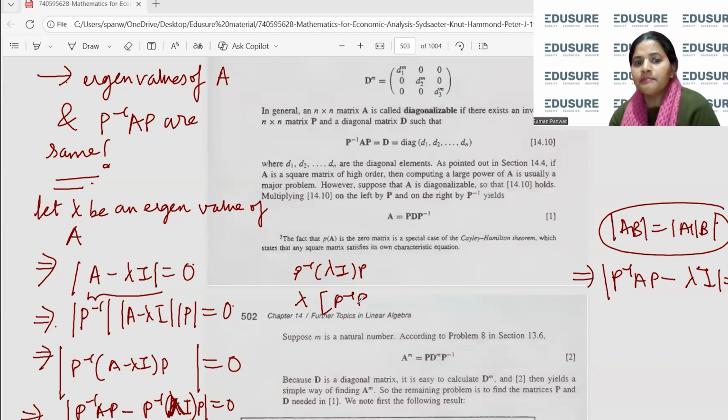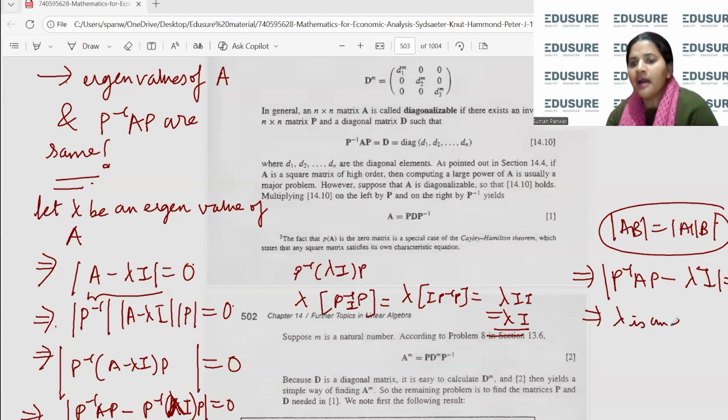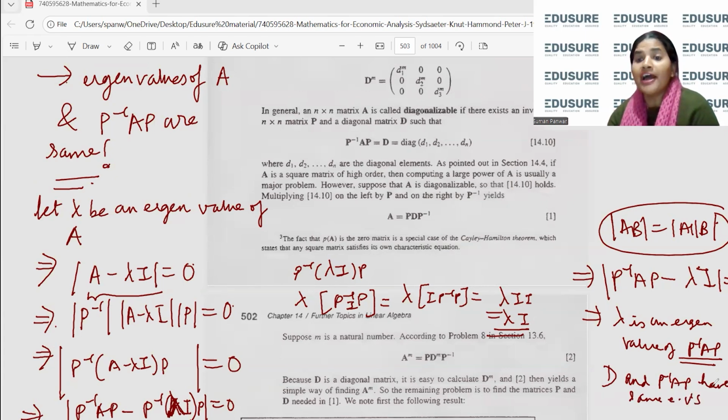This is P inverse IP, and now I is the commutable identity matrix. This is lambda I P inverse P. Now P inverse P is I, so this is lambda I. So that means lambda is an eigenvalue of P inverse AP. What does it mean? This was my D, so it means D and P inverse AP have the same eigenvalues.